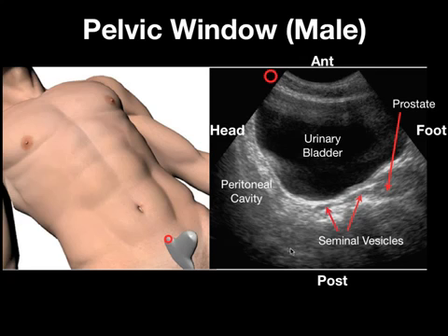Here is going to be the cul-de-sac. This anechoic or hypoechoic area here, posterior to the bladder, the seminal vesicles. And this area here is the prostate. So you're going to be looking in this area here for the presence or absence of free fluid. If the urinary bladder is empty, then the exam frequently is going to be limited or indeterminate.